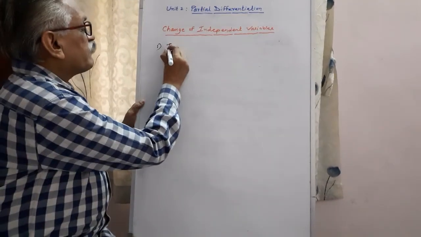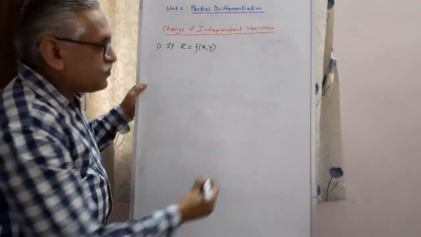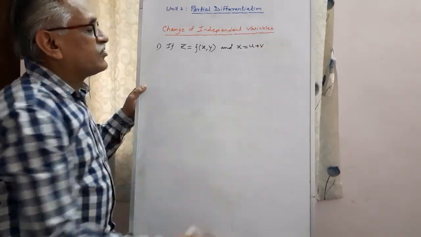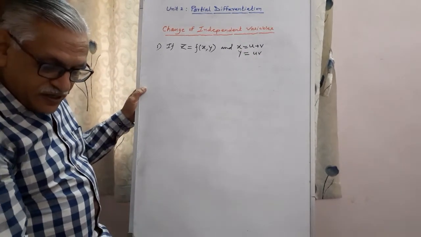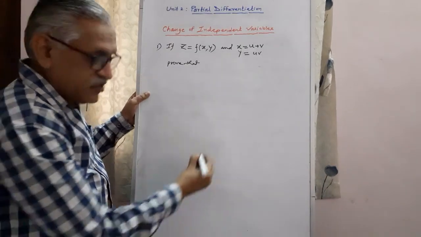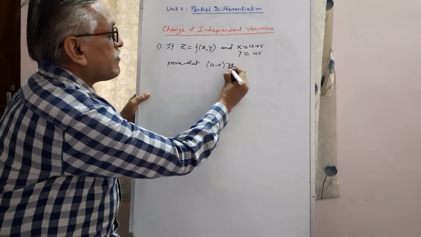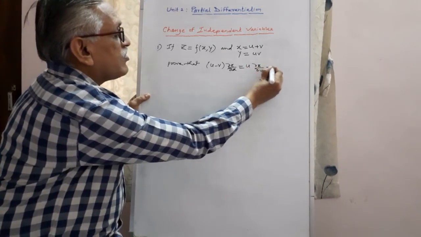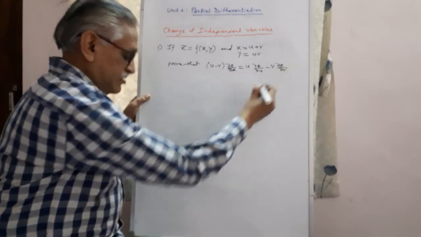If z is a function of x, y, and x is equal to u plus v, and y is equal to u into v, then prove that u minus v into dou z by dou x is equal to u dou z by dou u minus v dou z by dou v.